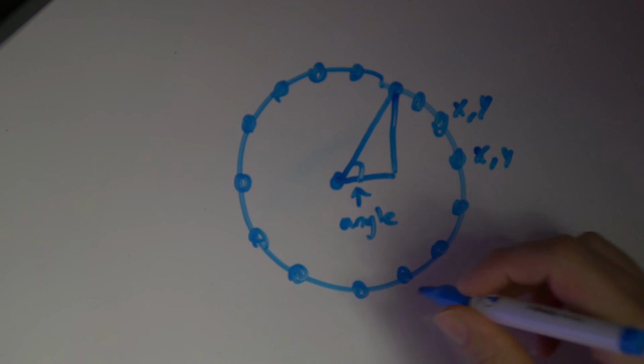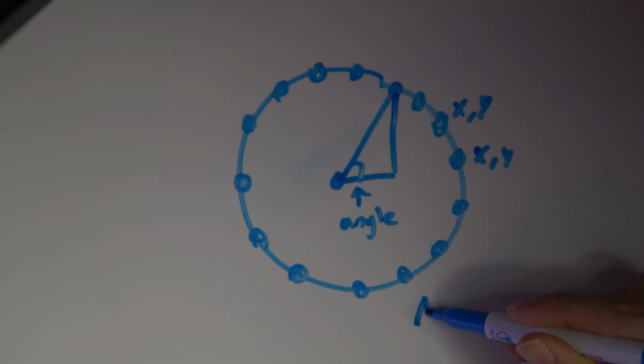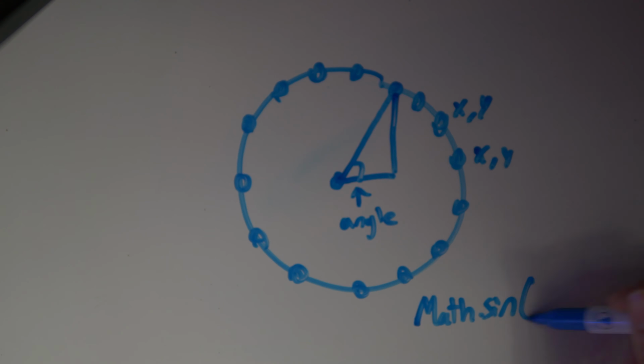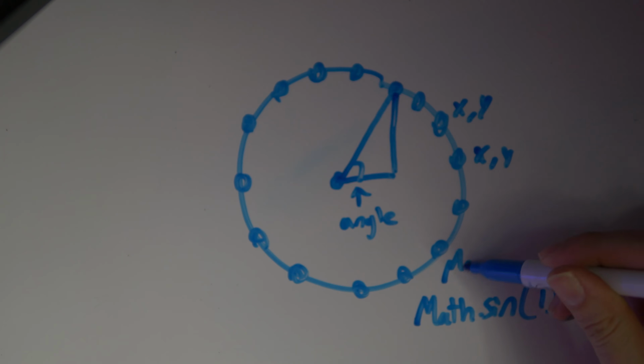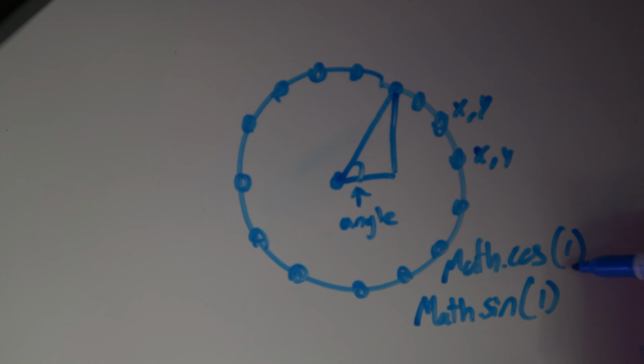If we go ahead and use that within a Math.sin function, and then also use this within, go ahead and write this up here, Math.cos function. Well, this is going to be our result. So Math.sin is going to be equal to 0.84, and Math.cos is going to be equal to 0.54.